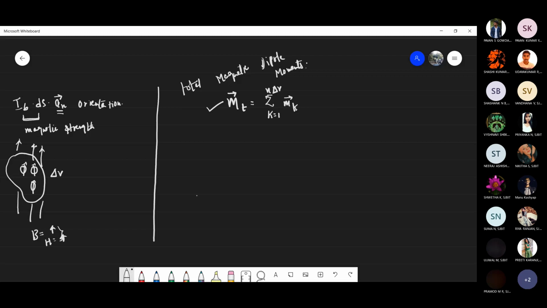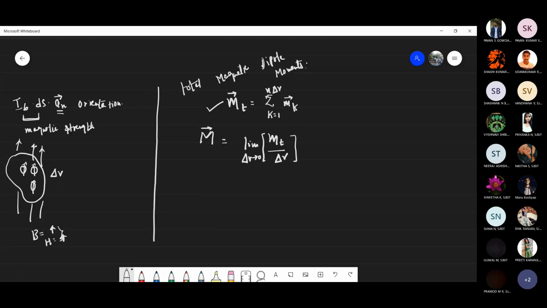So now, how do you define magnetization? Magnetization is a concept where I try to understand how many dipoles there are per unit volume. So I could say m_t is the total number of dipoles per unit volume, with the volume shrinking to 0, delta V tends to 0.